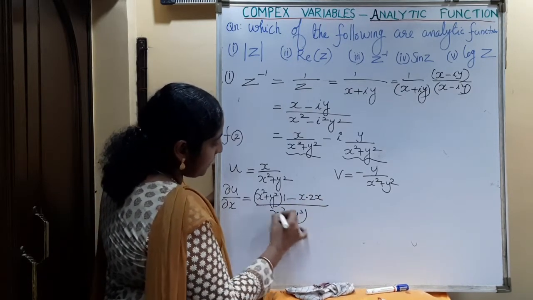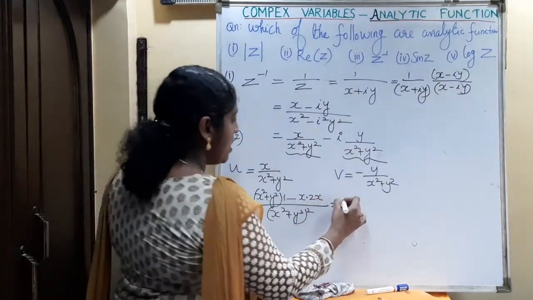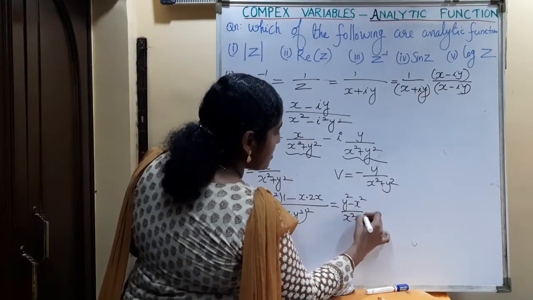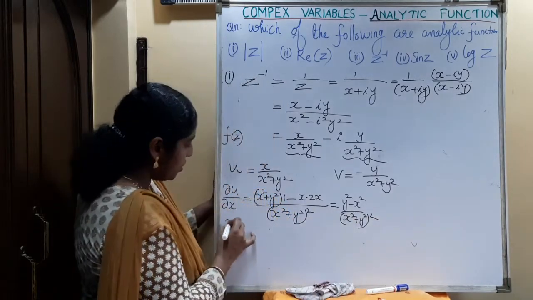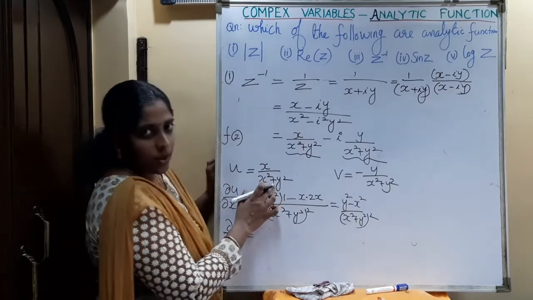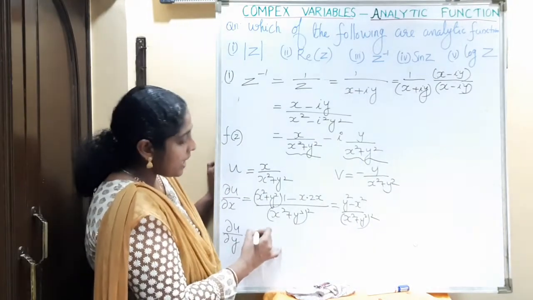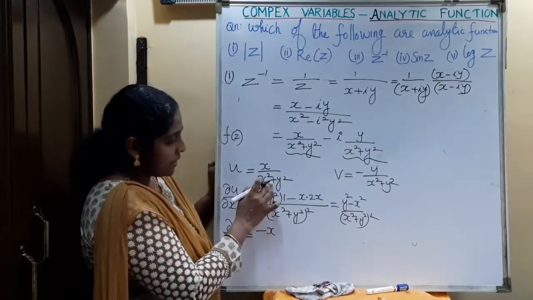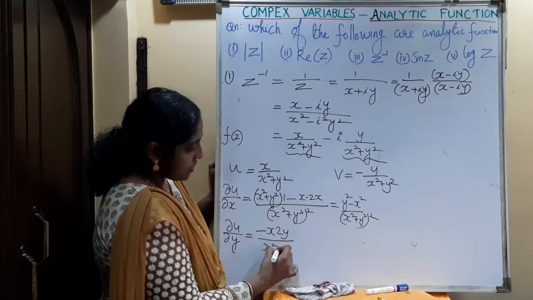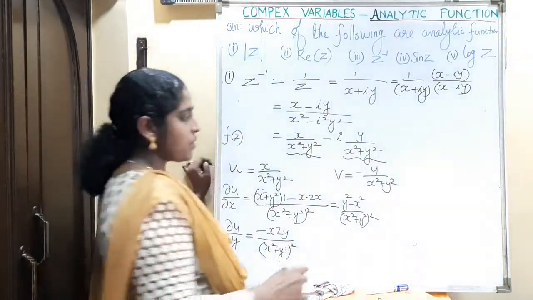Okay, so this is equal to, what we are getting? X square plus Y square minus 2X square, that is we are getting Y square minus X square divided by X square plus Y square all square. And what about dou U by dou Y? That is equal to denominator X square plus Y square into derivative of numerator with respect to Y. There is no Y term, so that will be 0, minus numerator, that is X into derivative of denominator with respect to Y is 2Y divided by denominator square, that is X square plus Y square all square. Okay, that is minus 2XY by X square plus Y square all square.